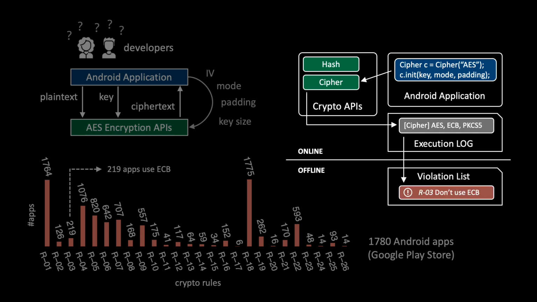Once the app completes its execution, Crylogger analyzes the log file and reports all the rule violations. For example, in this case, it reports that the app uses ECB for encryption. Note that Crylogger doesn't need to analyze the code of the apps, as it employs a dynamic approach which is scalable and accurate.